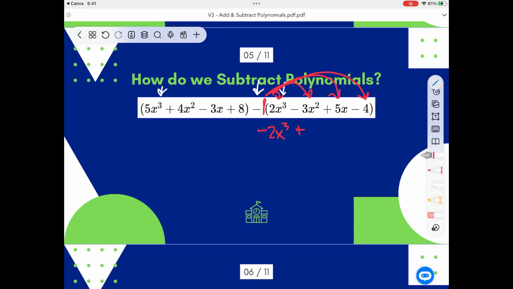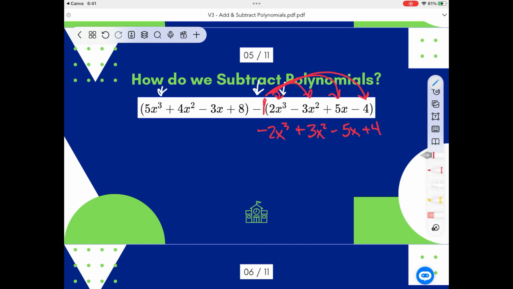So negative 1 times negative 3 would become positive 3x squared. Negative 1 times positive 5x makes minus or negative 5x. And negative 1 times negative 4 makes positive 4. So you'll notice that all the signs in the second polynomial have changed.